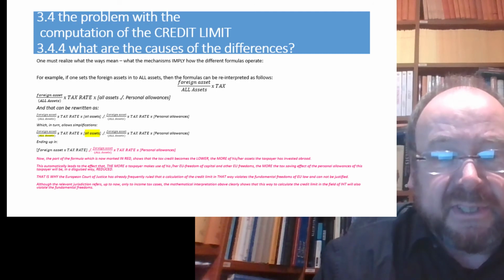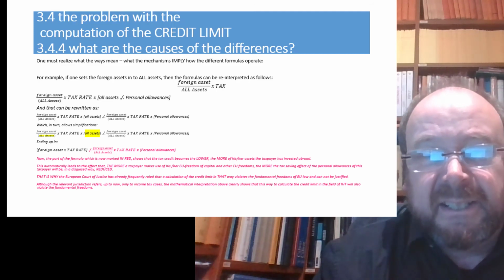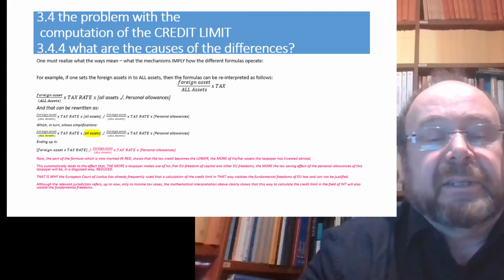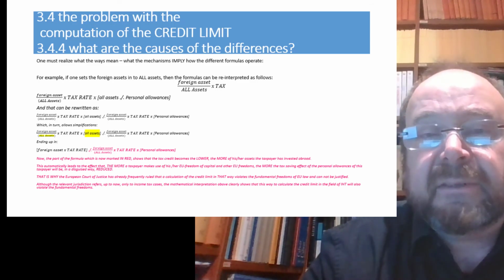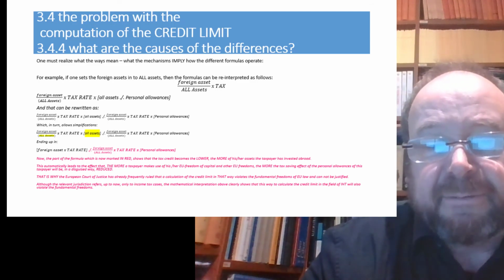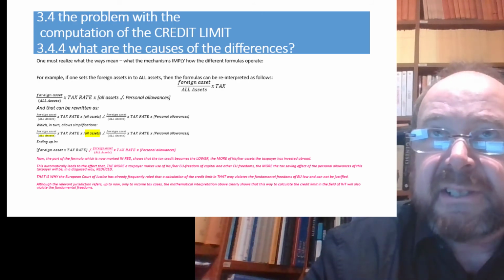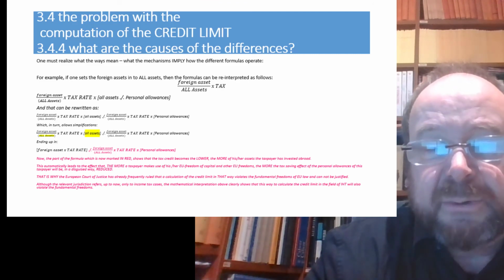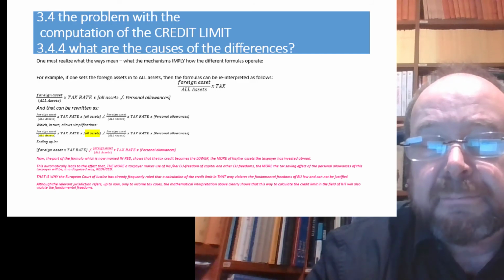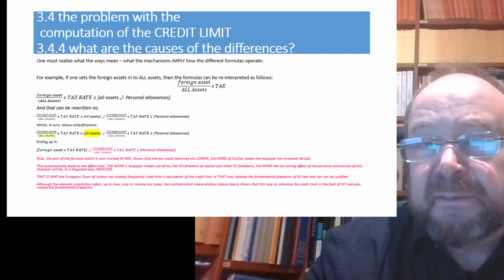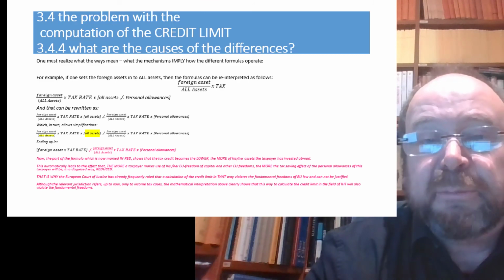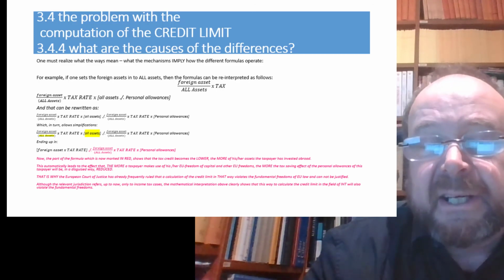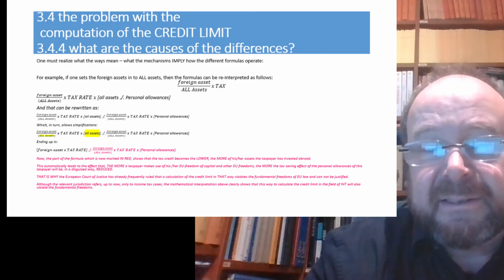And that shows us that in this case of the credit method, when this formula is applied, then you grant the tax credit in principle as foreign asset times tax rate, and then there is an additional factor which costs you a bit of your personal allowances. Tax rate times personal allowances is the tax saving effect of the personal allowances, and that is deducted times a factor. And that factor is the value of the foreign assets divided by all assets.